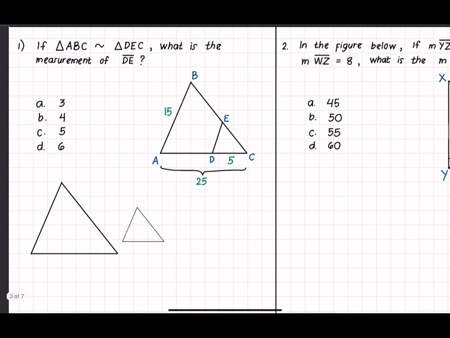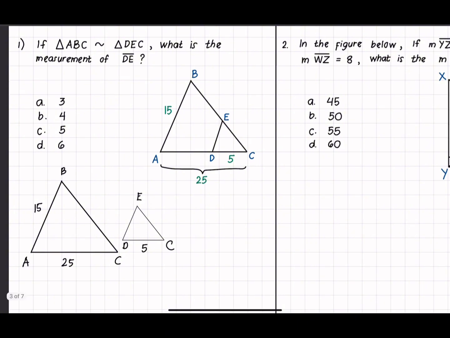Okay, so we have triangle ABC and triangle DEC. Based on the figure, side AB measures 15 and side AC measures 25. In the smaller triangle, side DC measures 5 and we are looking for side ED. So I can just name side ED as DE as X.